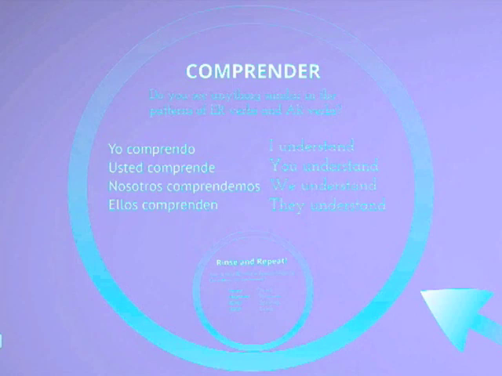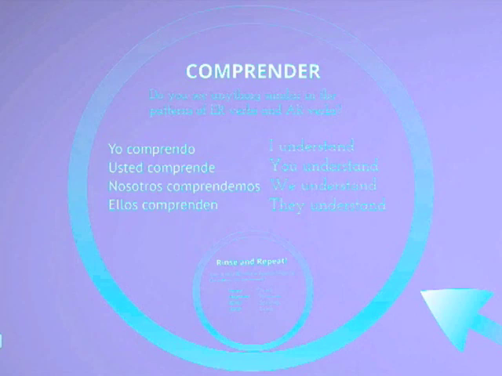Yo comprendo. I understand. Usted comprende. You understand. Nosotros comprendemos. We understand. Ellos comprenden. They understand. Remember, the yo, the usted, the nosotros, and the ellos, those are the subject pronouns, are completely optional. You can just say comprendo and still mean I understand.